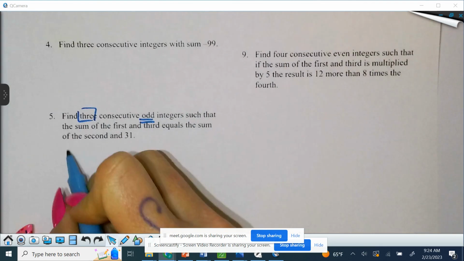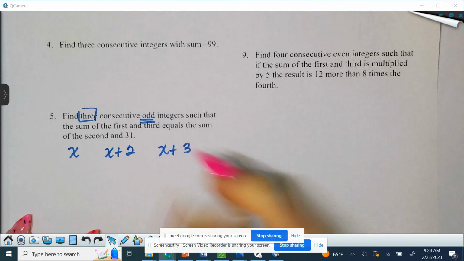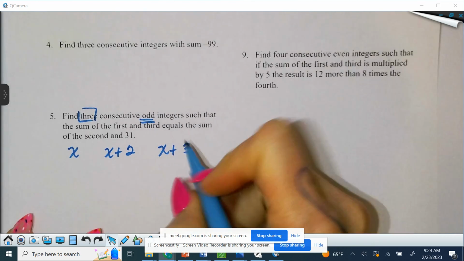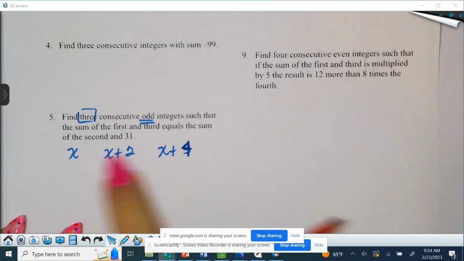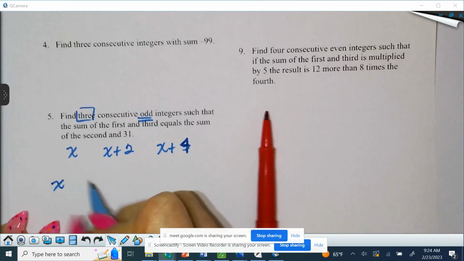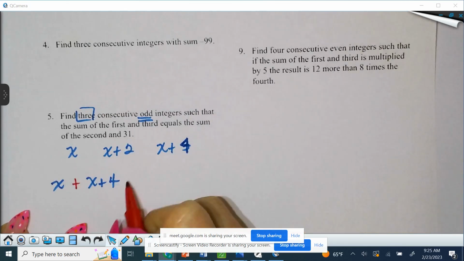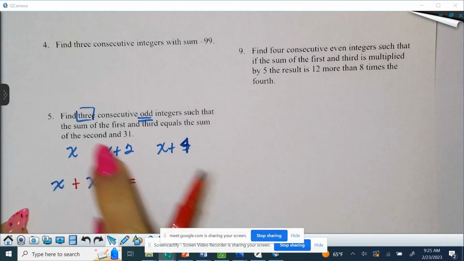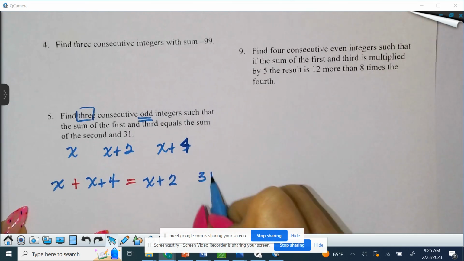So as soon as I see that, before I get upset with everything that's about to ask me, I have x, x plus 2, and x plus 4. That's our 3 numbers because it says odd. That'll give me 5, 7, 9, or whatever 3 odd numbers they need, such that the sum of the first and the third, so x and x plus 4 are the ones we're going to use. The sum, it says equals the sum of the second, which is x plus 2, and 31. And we're going to add them together.